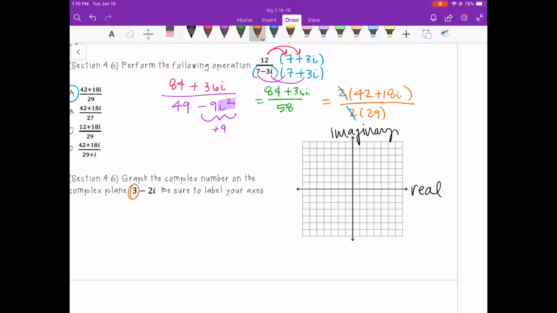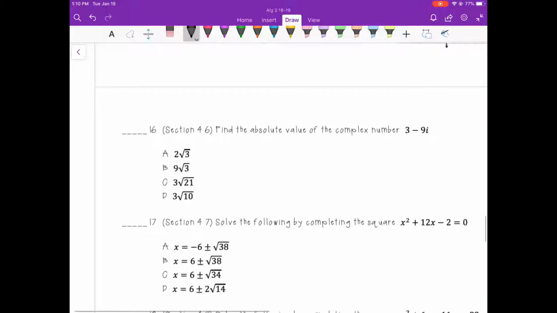So this tells you move 3 to the right on your real axis, and the minus 2, or negative 2i, tells you to move down 2 on your imaginary axis. So you just end up with a nice point right there. 3 to the right on the real axis, 2 down on the imaginary.